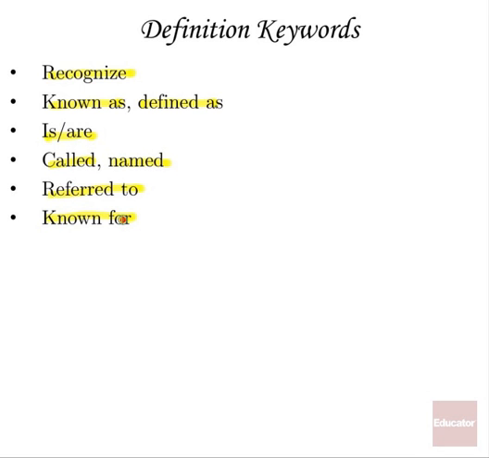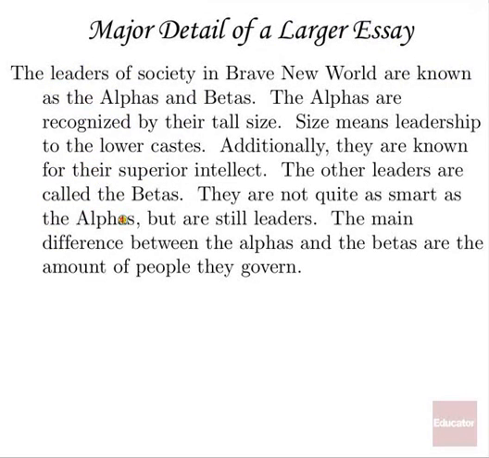These are definition keywords. You want to watch out for these when you're reading and make sure you use them in your own writing. If you're talking about something your reader has never heard about, please use these definition keywords. Here's an example. The leaders of society in the Brave New World are known as the alphas and the betas. The alphas are recognized by their tall size. Size means leadership in the lower castes.